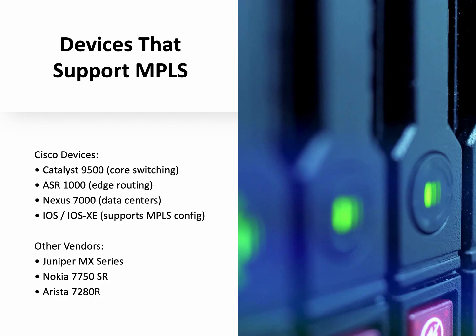Devices that support MPLS. Of course, there are many Cisco devices that support MPLS, ranging from the Catalyst 9500, which focuses on core switching, the ASR 1000, which focuses on edge routing, the Nexus 7000, which focuses on data centers, and IOS/IOS XE, which supports MPLS configurations. Some other vendors that support MPLS are the Juniper MX series, Nokia 7750 SR, and Arista 7280R.